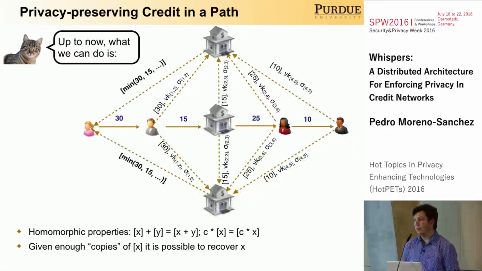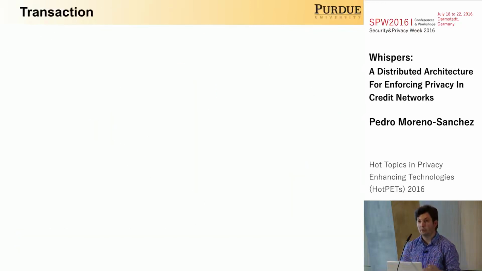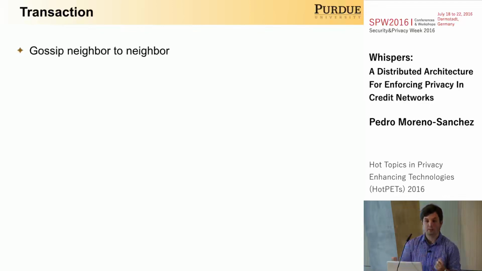Okay, so now we have solved the next issue. Now we know how much credit is available in the path. The last one that we want to solve is how actually we carry out the transaction. Now we know how much credit is available. Now we want to use some of that credit to pay from the sender to the receiver. For that, we can use a gossip from neighbor to neighbor.